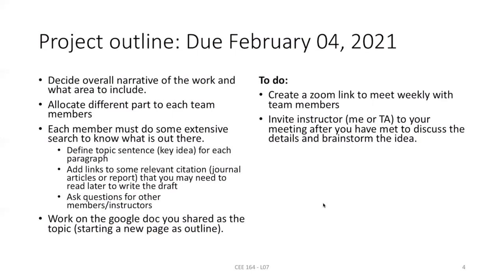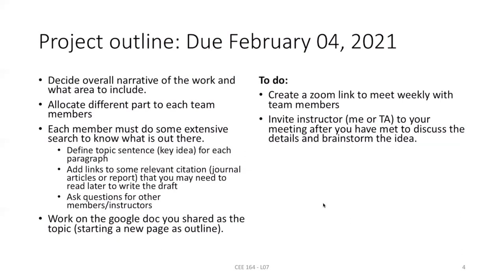Once you assign each member a specific section of the outline, that member will independently search online or materials to collect all the information they need to write that section. Each member will write the topic sentences of their paragraphs and add links. For instance, let's say you are searching for bioremediation and you find multiple reports. You can just paste those links. That way next time you know these are the links you need to read to write those paragraphs. You can also link to the journal articles that you are going to cite.